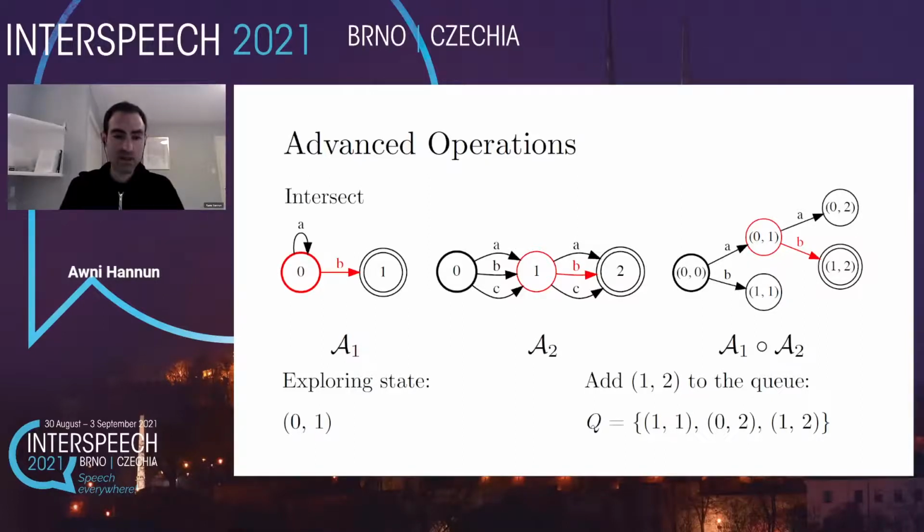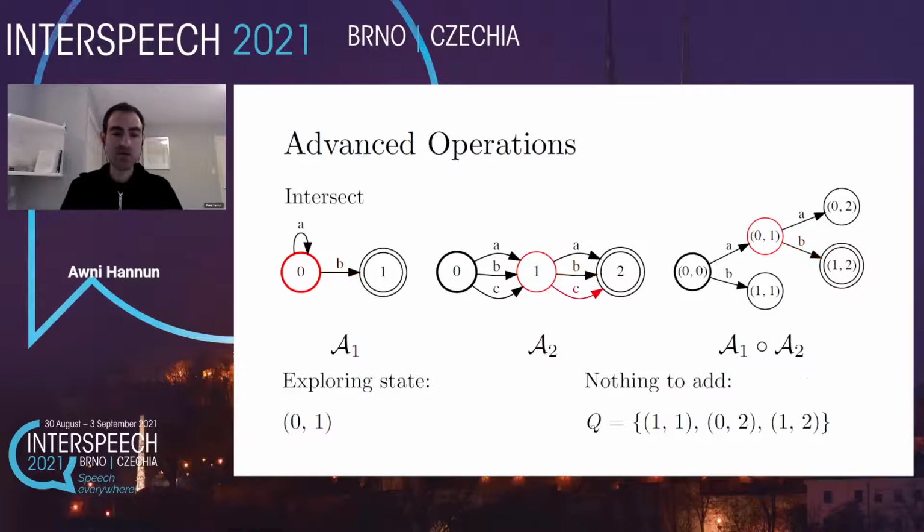The only thing to mention here, the important thing to mention here, is that since the state 1 in the first input graph and the state 2 in the second input graph are accepting states, then the state 1, 2 in the intersected graph is also an accepting state. So we have to make sure we denote it as such.